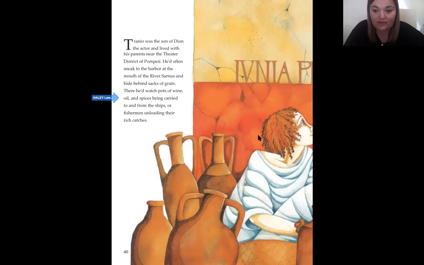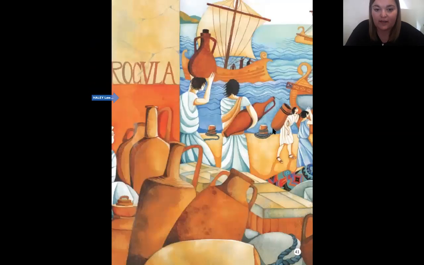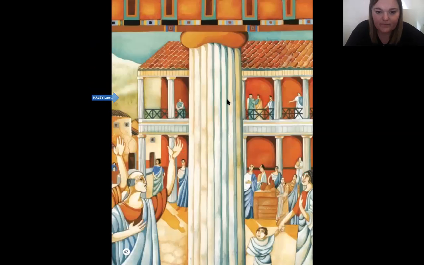So this must be our main character right here. And he's watching all of these things we just read about. They're carrying things in from their ships. Oh, wow, we have another picture here. What do you think's happening in this picture, fourth graders? Let's keep reading and see.